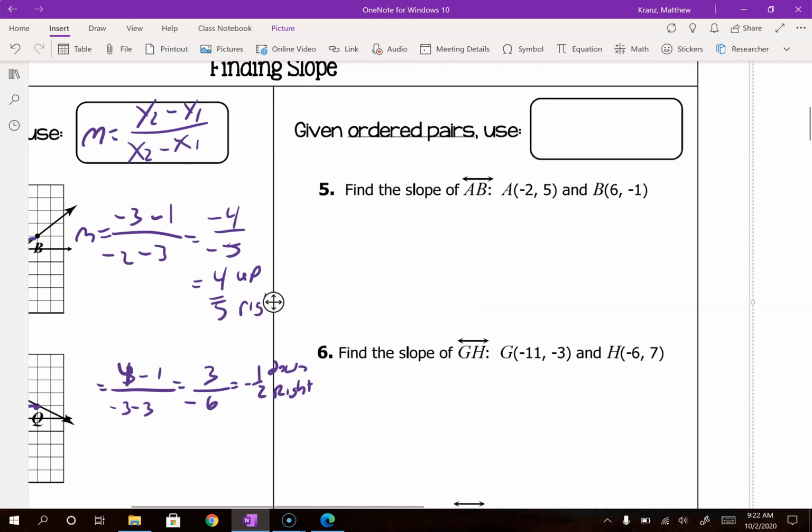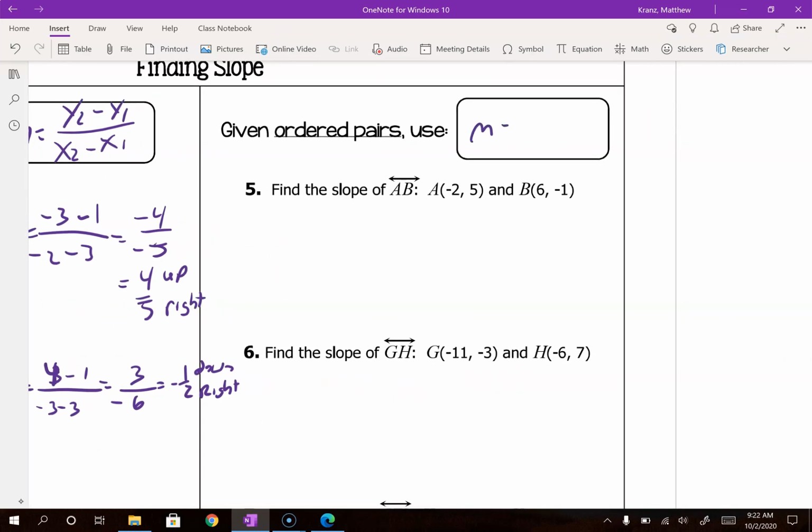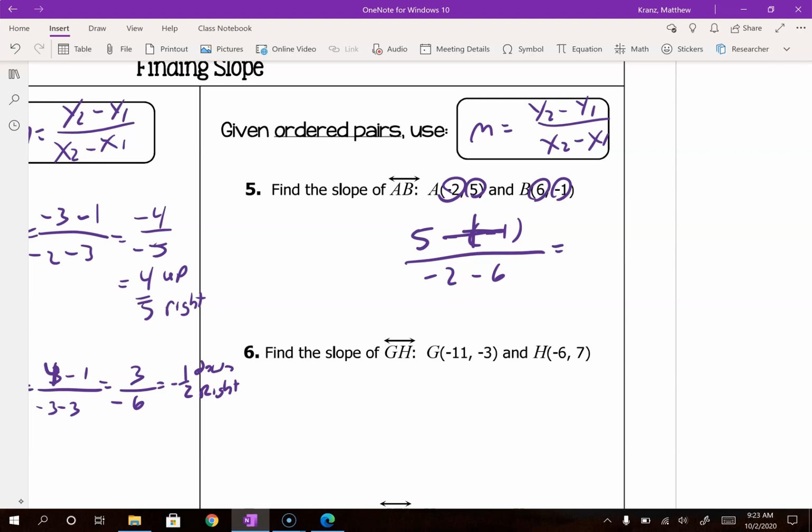So basically, we're going to do the same thing over here. We're going to use our m equals y2 minus y1 over x2 minus x1. So all I'm going to do, I take the two y's and subtract them. 5 minus a negative 1 over the two x's, negative 2 minus 6. Negative negative is a positive, so this is 6. Negative 2 minus 6 is a negative 8. So this is 6 over negative 8, which gets simplified because 2 goes into both of these, so negative 3 over 4. And that is your slope.